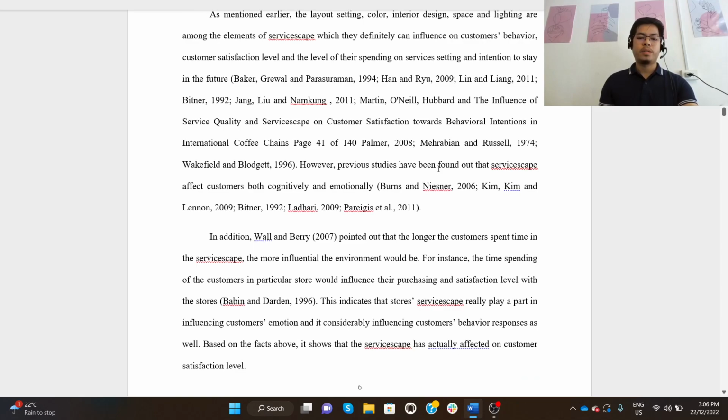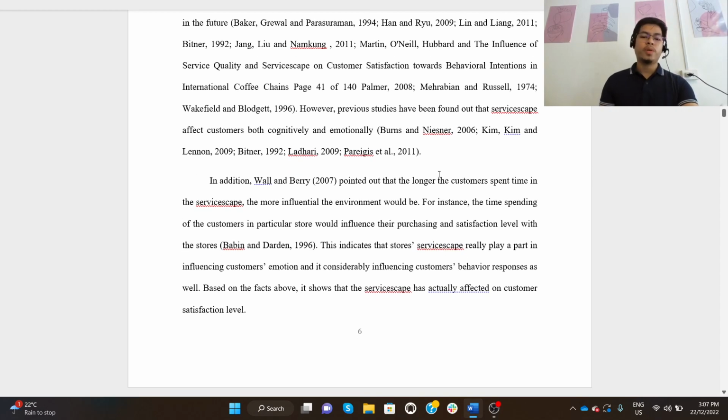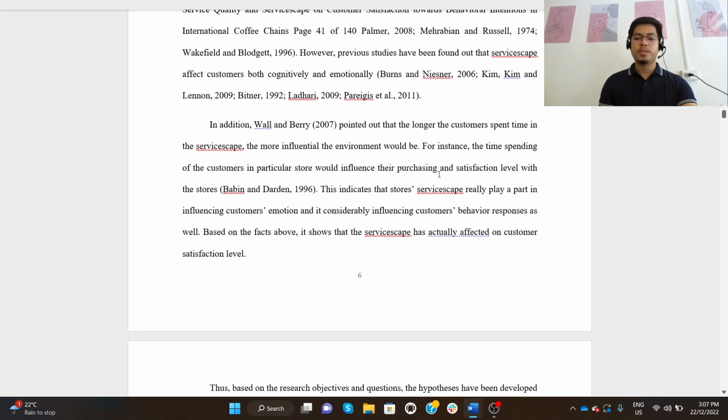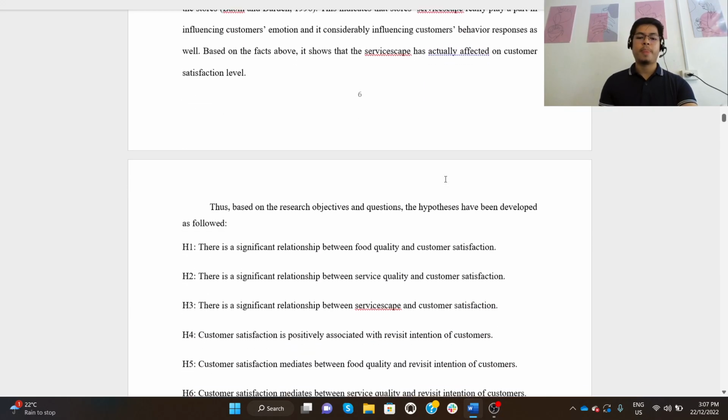In addition, according to Wahlberg, the longer the customers spend time in the servicescape, the more influential the environment would be. For instance, the time customers spend in a particular store would influence the purchasing and satisfaction level with the store. So this indicates that a store's servicescape really plays a part in influencing customers' emotion and considerably influences customers' behavior responses as well. Based on the facts above, it shows that the servicescape has actually affected customer satisfaction level.